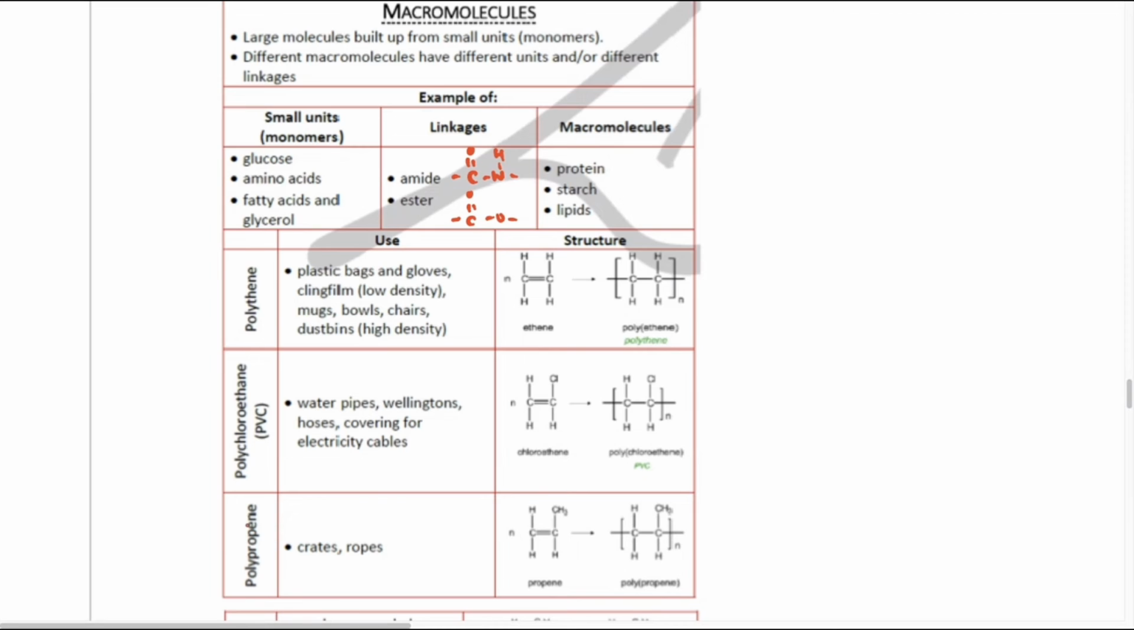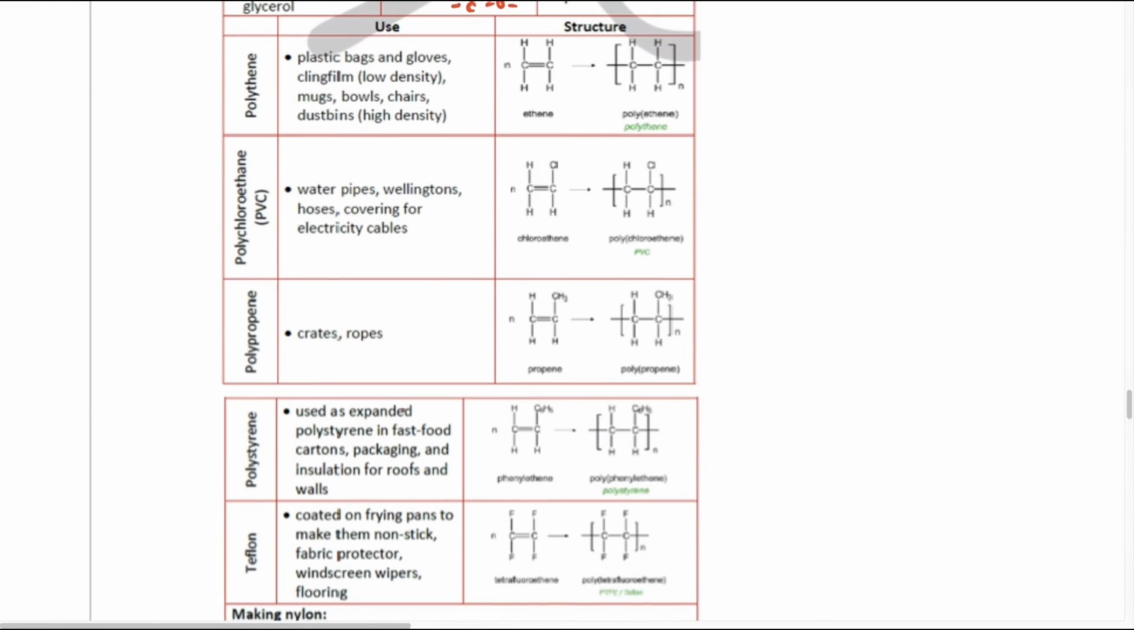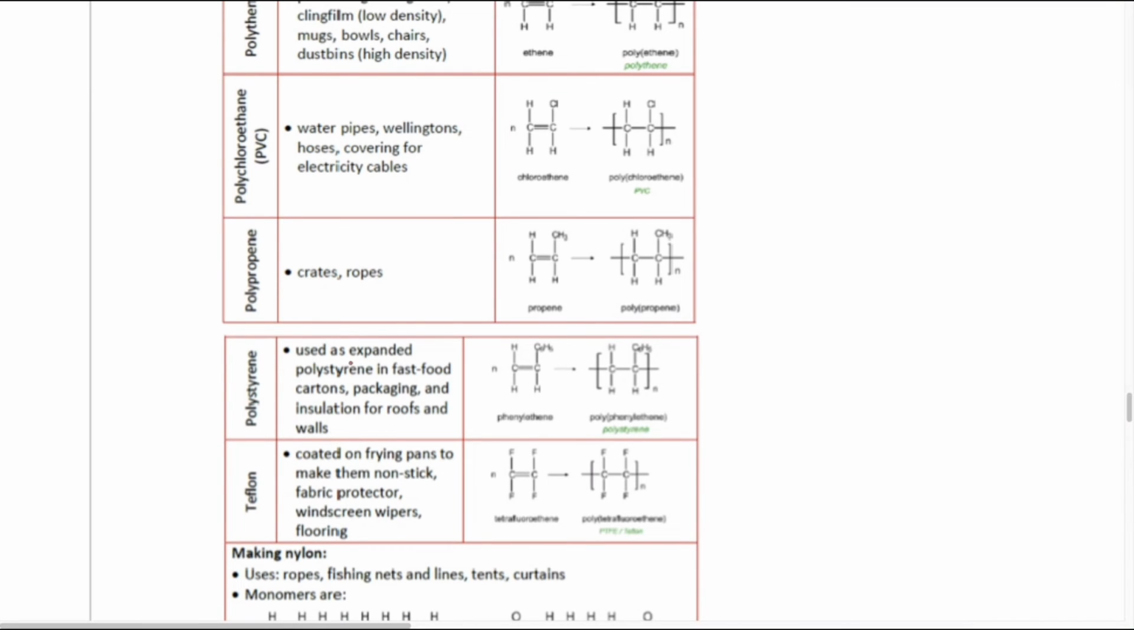Polypropene. For polypropene, you see propene here. Propene is 3 carbons, 1, 2, 3. So you put the third carbon sideways, the double bond just in the center, then the double bond extends sideways in this way. Okay, so crates, ropes, that's the usage. Polystyrene, used as expanded polystyrene in fast food cartons, packaging, insulation for roofs and walls. Okay, so polystyrene, the white one.